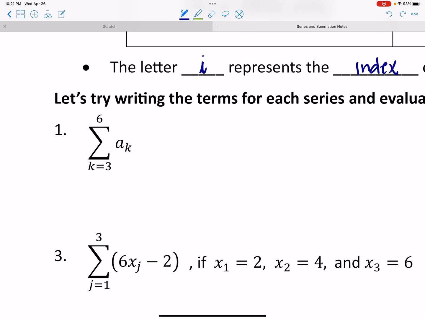It would be a sub 3, plus, after 3 would be 4, so a sub 4, plus, after 4 would be 5, so a sub 5, plus, after 5 would be 6, so a sub 6. So we're going to start at 3, end at 6, make sure we get all the natural numbers from 3 to 6, replacing k each time, and that's it. That would be the expanded form for this sum. Now we don't have any actual values or anything to evaluate or compute here because a is just a generic function. Once we have some actual functions and values to plug in, then we would take an extra step, and that's what will happen in this next one.